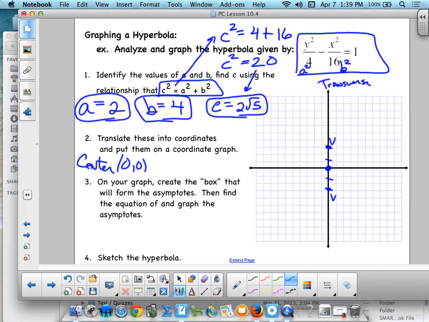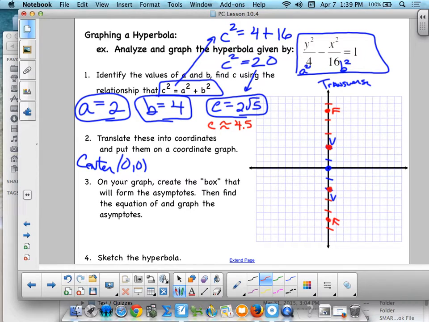Okay, how far is this, guys? How far is 2 times square root of 5? Roughly about 4.47. So roughly 1, 2, 3, 4, 5. Right about here. Focus. Other focus. There you go. There's your vertex. There's your vertex.